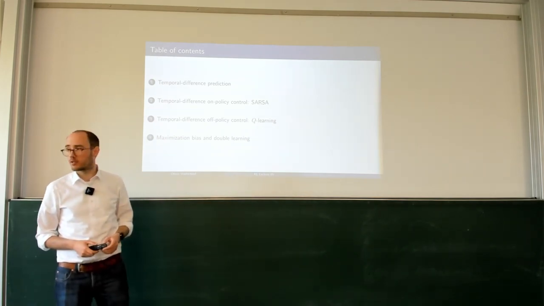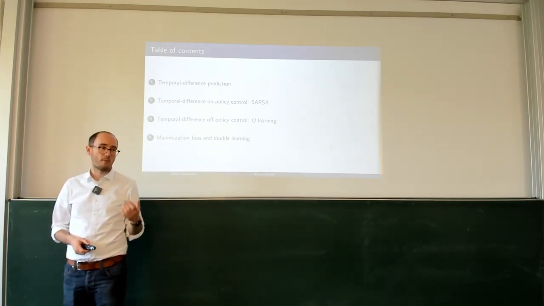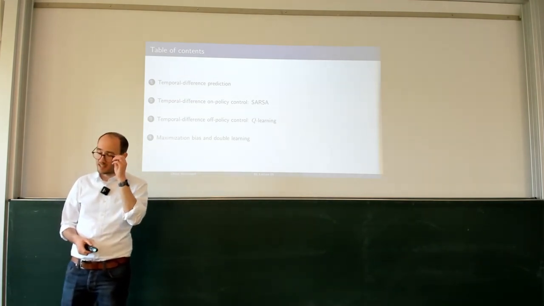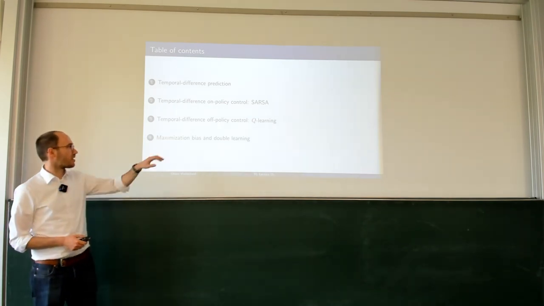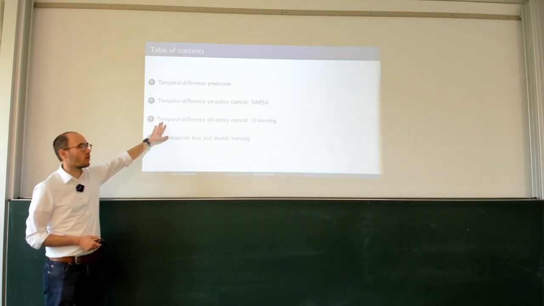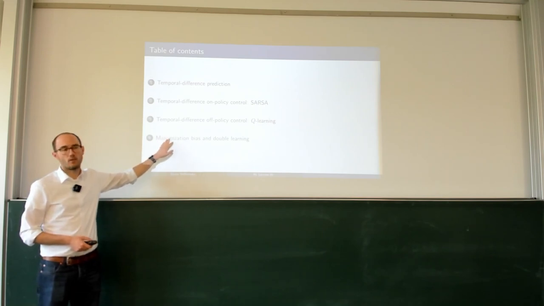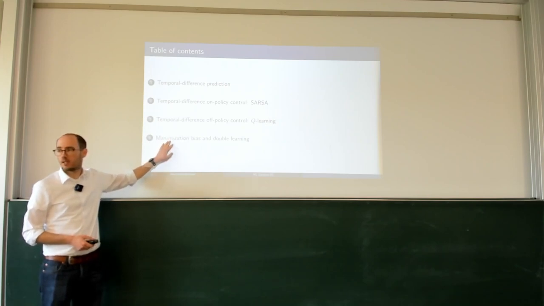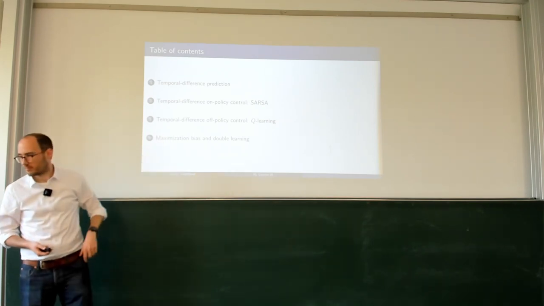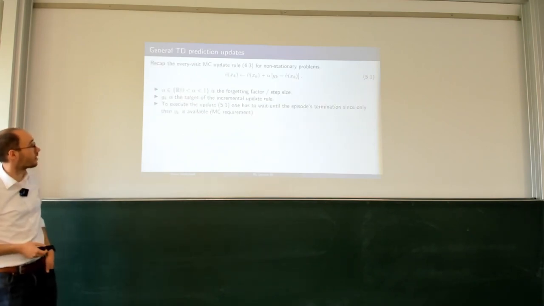tries to find an optimal control policy. We will see where the problem comes from and how we can potentially mitigate it to a certain extent. The interesting thing is that this maximization bias problem, which we will explain using the example of Q-learning, is a standard problem which can also be found in many deep reinforcement learning techniques. So we will introduce it here today, but it is of universal usefulness. Okay, but let's start with the simple case, temporal difference prediction.